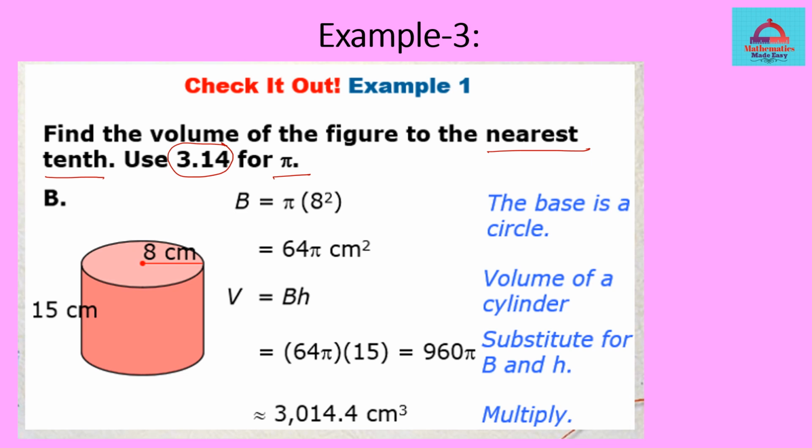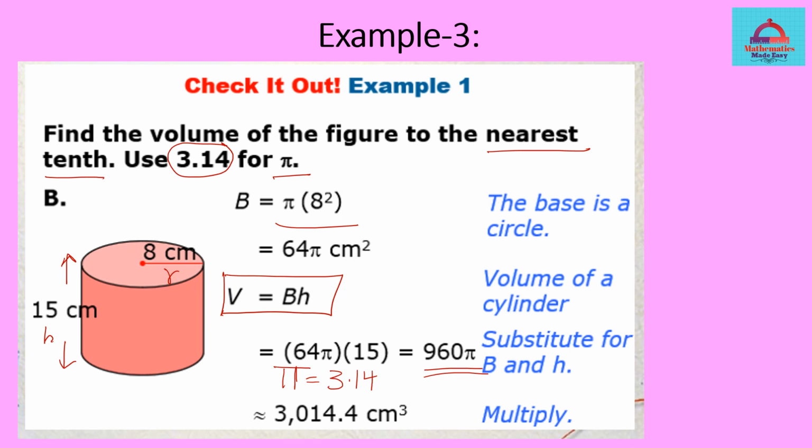From the shape, I'm sure you can easily see the height of the cylinder is 15 centimeter and its radius is 8 centimeter. So let's calculate its volume, B times h. And because the base is a circle, the area is going to be pi r square. That gives you 64 pi centimeter square for capital B. Now let's plug in this value in the formula for volume and then substitute the height as 15. So that gives you 960 pi, and as it was mentioned in the question, you have to substitute pi as 3.14 and then multiply and simplify.